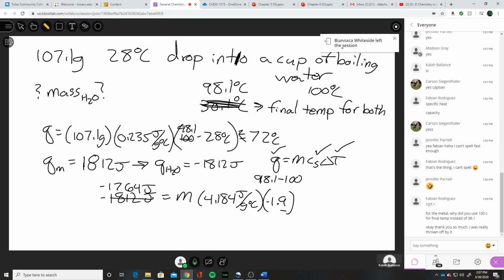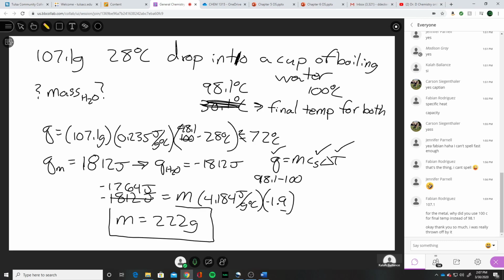So at this point, we have everything that we need to solve for the mass. So if we take that negative 1764, divide by 4.184, and divide by negative 1.9, we get the mass of our water is 220, well, with sig figs, I'm going to give myself 3. Even though I only have 2 there, I'm going to say I have 3 sig figs. That'd be 222 grams. Which is about the size of a coffee cup full of boiling water.